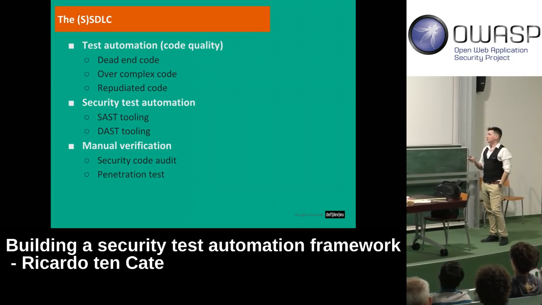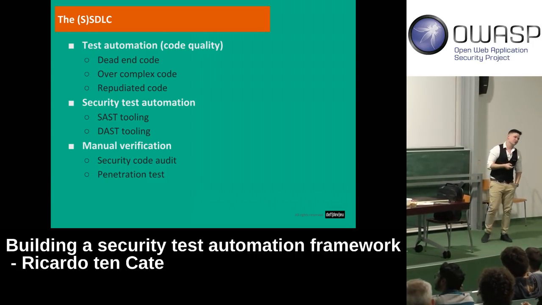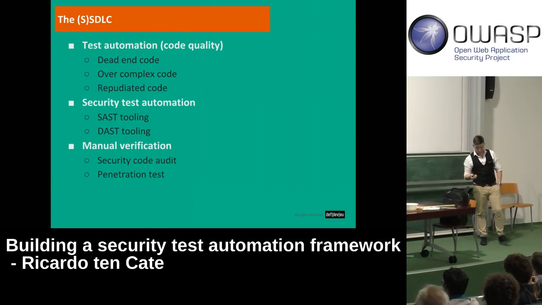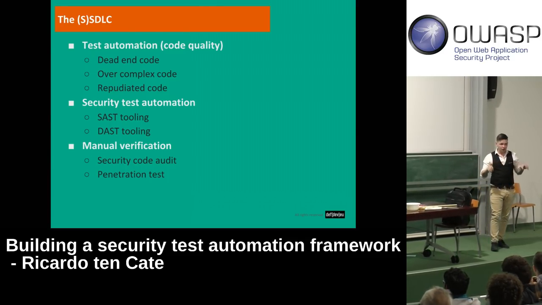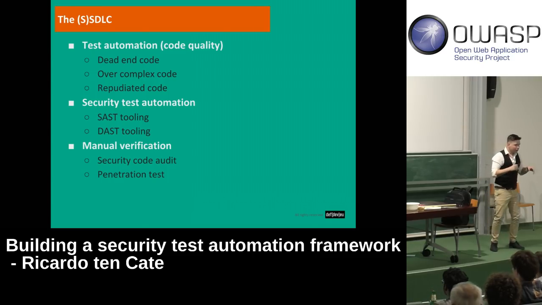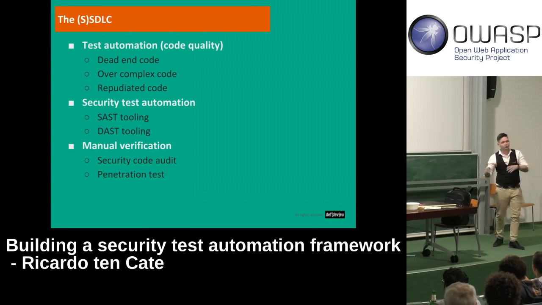So that's basically what your SAST tooling does. And for DAST tooling, we have OWASP ZAP, for instance. This is a dynamic tool which, on a low level, tries to do attacks like a hacker would normally do in your application. That's basically how you must see it.